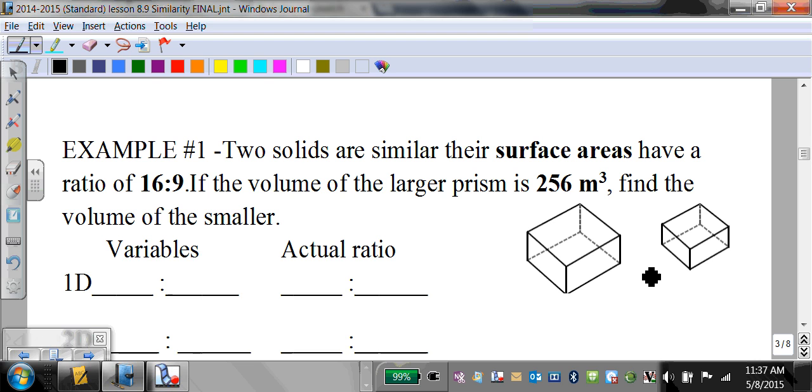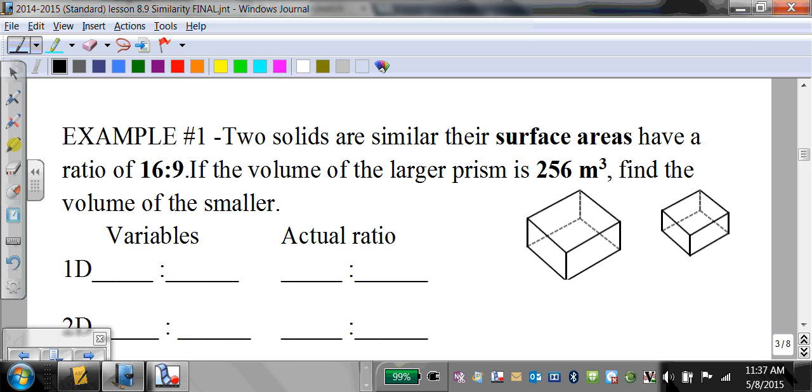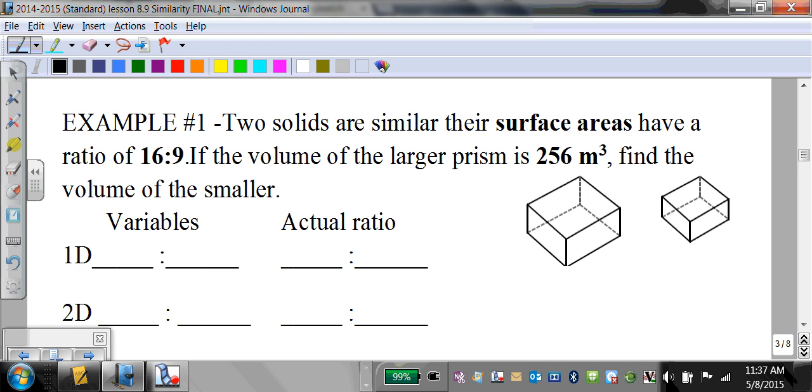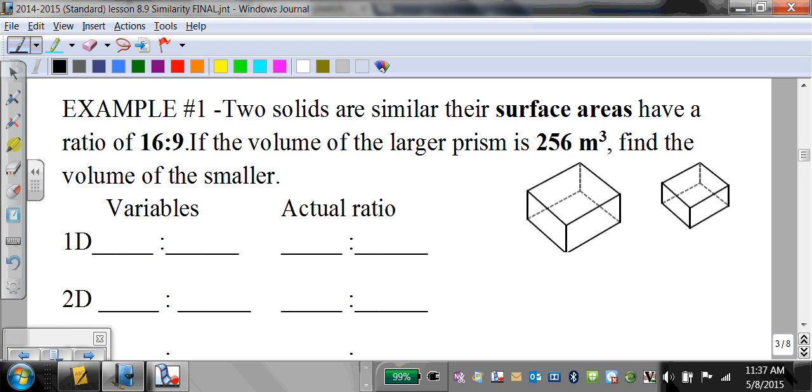Ready? This page. I want you to finger track and read this out loud to yourself. I want you to underline and highlight words and phrases as you read. Ready? Go. Okay, step number one after mumble reading is you should be highlighting or underlining keywords and phrases. The solids are similar, that's important. Surface areas 16 to 9. The volume of the larger is 256. Find the volume of the smaller.